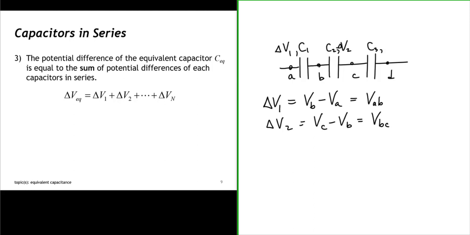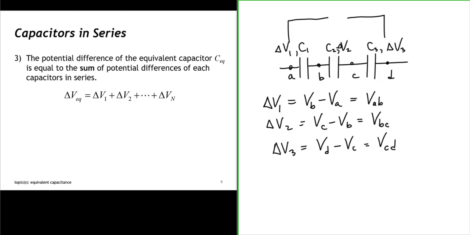And then for capacitor 3, it has potential difference V3, and that potential difference is just the difference in potential between point D and point C. We could refer to that as the potential from C to D. So if we are replacing these 3 capacitors with a single capacitor, the only thing we have to do is just sum the individual voltages to get the total voltage from A to D, or the potential difference across that entire series.